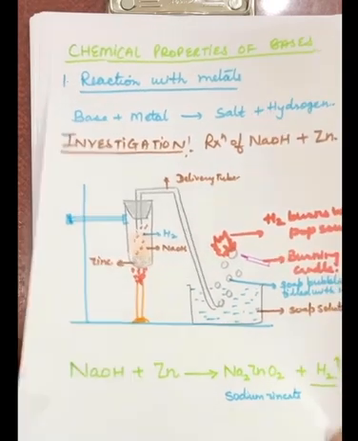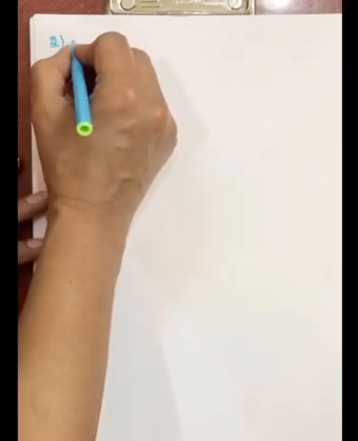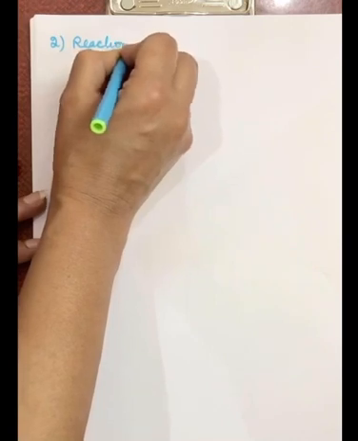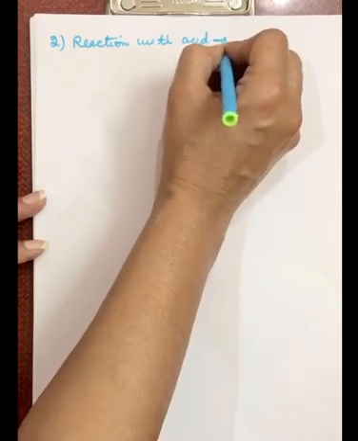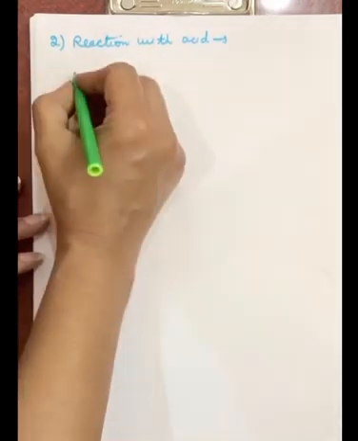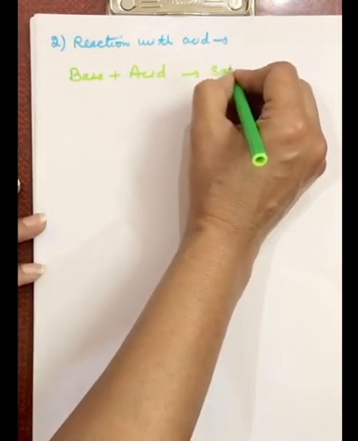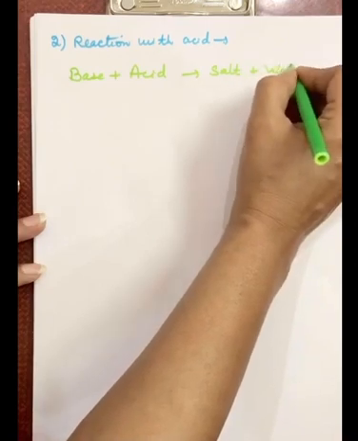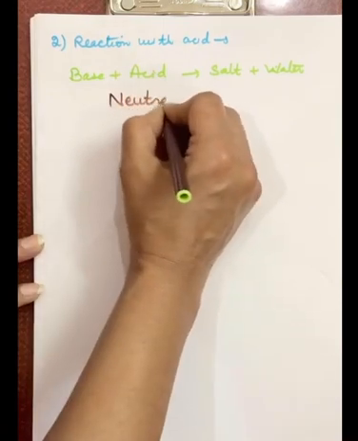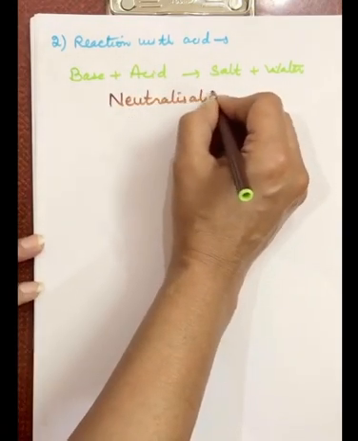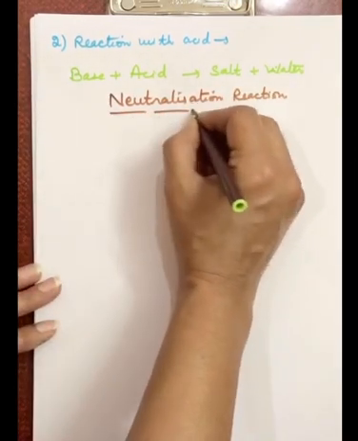Now the second chemical property, reaction with acids. We have done the same in acids also, the reaction of acids with base. Now we are seeing the reaction of base with acid. This is one and the same thing. Whenever acids react with a base, or bases react with acids, there is formation of salt and water. These reactions are called neutralization reactions, because the two neutralize each other.